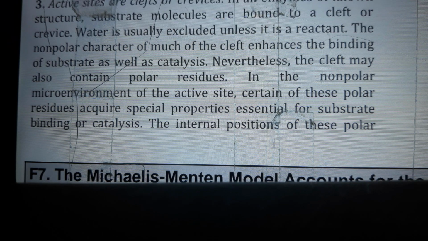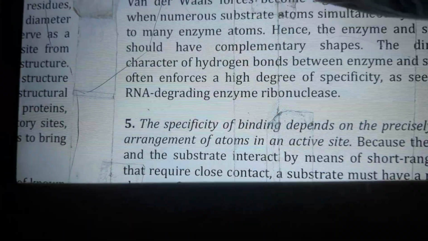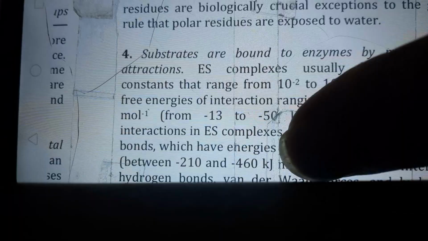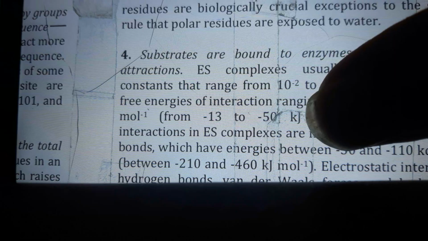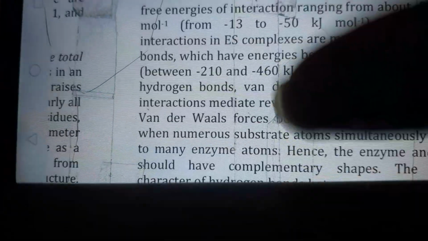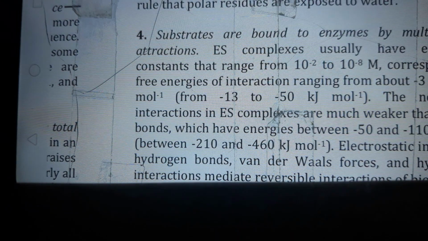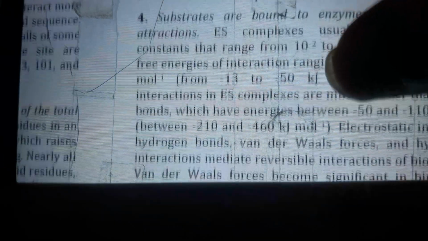Nevertheless, the cleft may also contain polar residues in the nonpolar microenvironment of the active site. Certain of these polar residues acquire special properties essential for substrate binding or catalysis. The internal positions of these polar residues are biologically crucial exceptions to the general rule that polar residues are exposed to water. Substrates are bound to enzymes by multiple weak attractions.